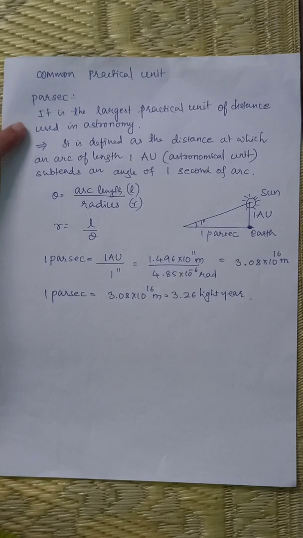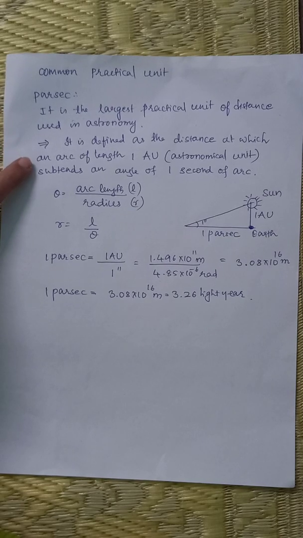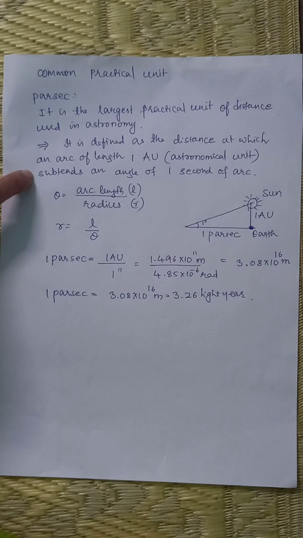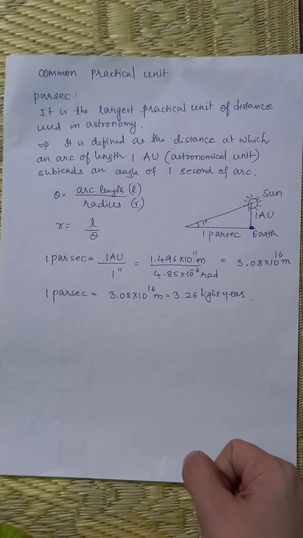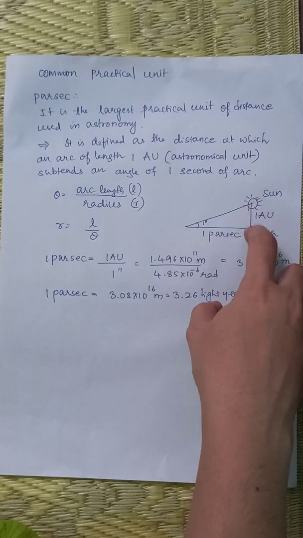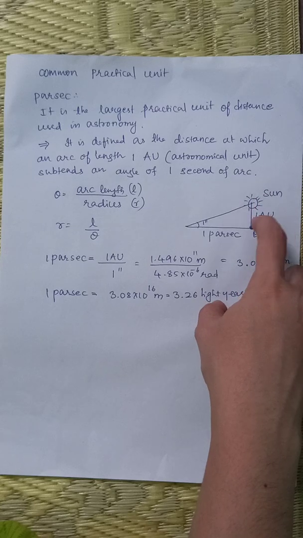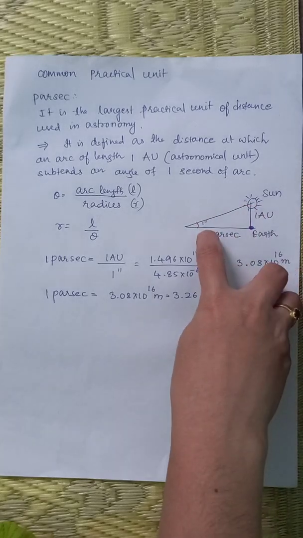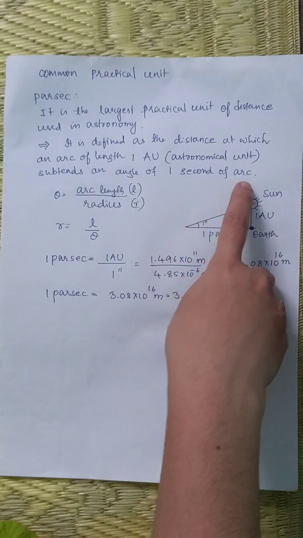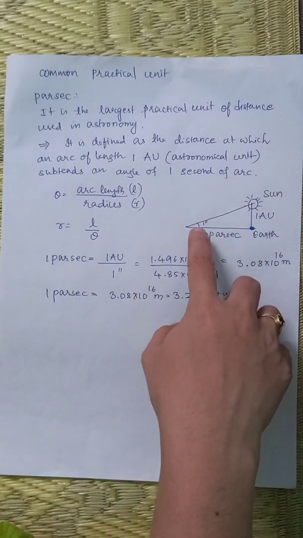What is it called? It is the largest practical unit of distance used in astronomy. It is defined as the distance at which an arc of length one astronomical unit subtends an angle of 1 second of arc. Maybe it is not easy to digest, so I'll explain again. This is the one astronomical unit. What is an astronomical unit? The average distance between sun and earth is called one astronomical unit. What is the angle here? 1 second of arc, that is 1 second is the angle.